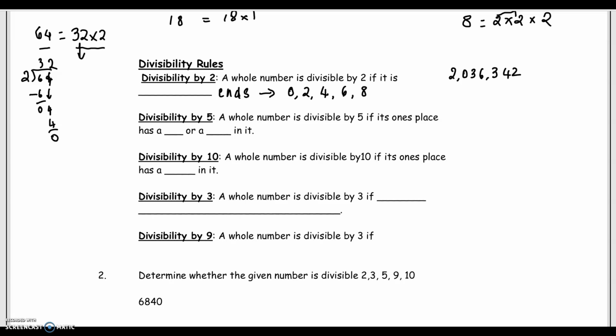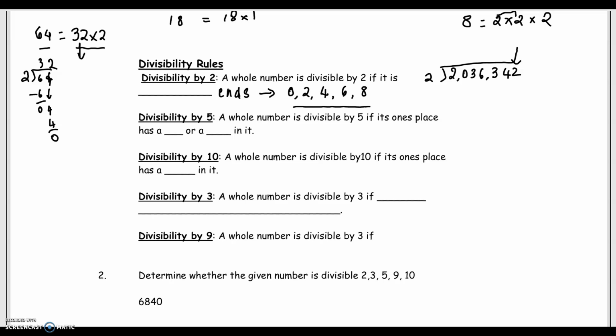2,036,342. How do we know that 2 divides it? We just look at the last digit. If it's one of these numbers in the list, we know it is an even number, and an even number is divisible by 2. So you know that if you divide this number by 2, you're not going to get a remainder.